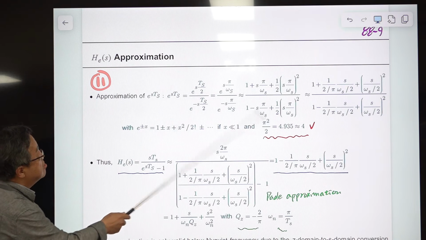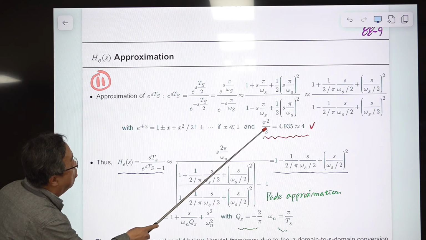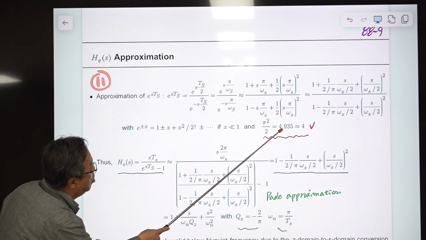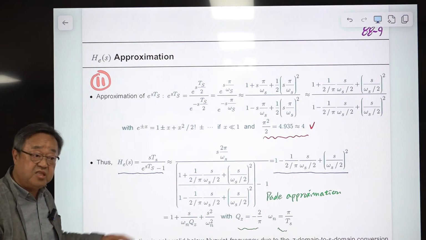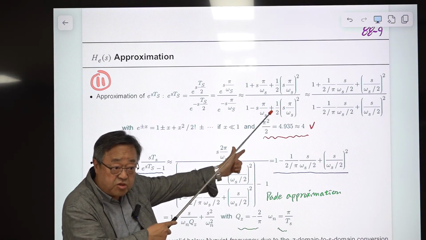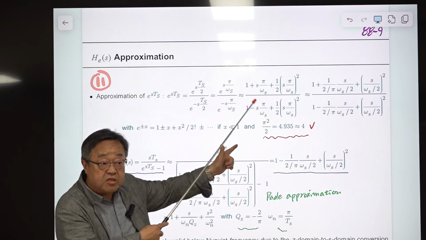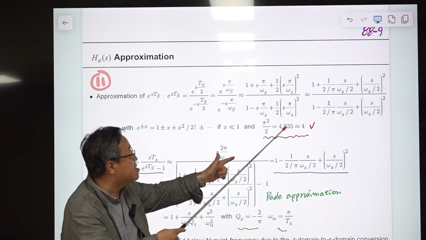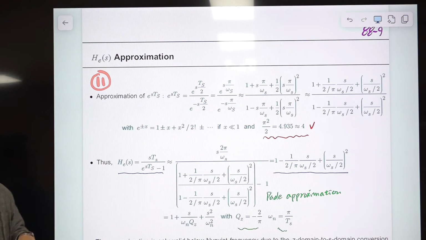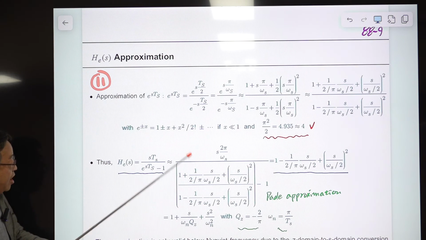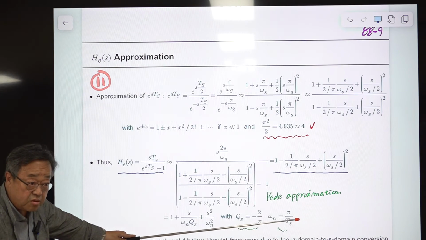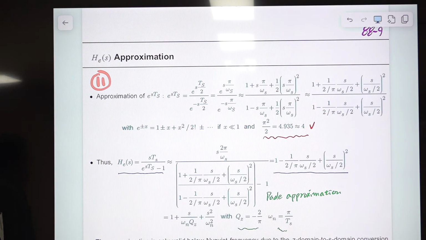During this process this number comes up: 4.9. But he approximates it to 4 without any reason, just to make a nice expression. This may be acceptable in the engineering sense, but in the exact sense this approximation is doubtful. Somehow, with this approximation and the Padé approximation, he finally came up with this, which can be considered acceptable in the engineering sense.